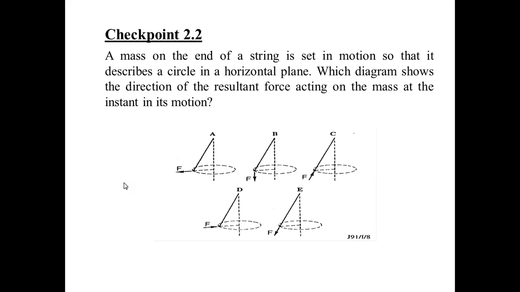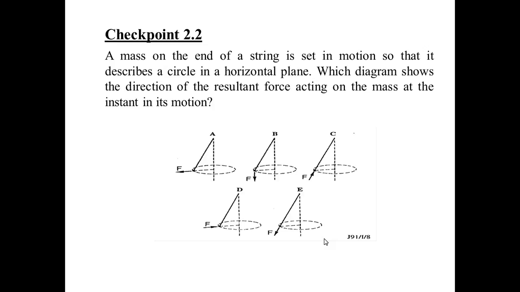So the path described by the object will be a parabolic path. Checkpoint 2.2. A mass on the end of a string is set in motion so that it describes a circle in a horizontal plane. You're asked to identify the diagram that shows the direction of the resultant force acting on the mass at that instant in its motion. This is a past year multiple choice question.